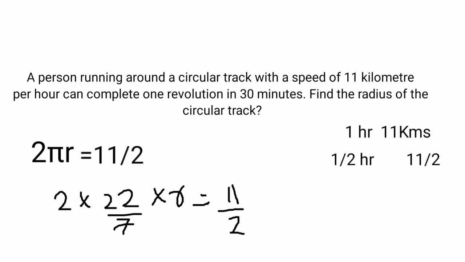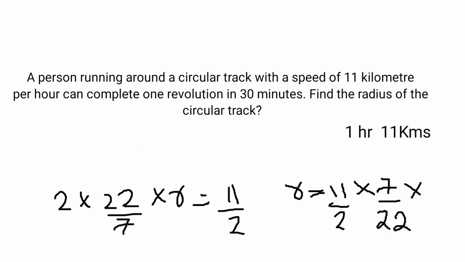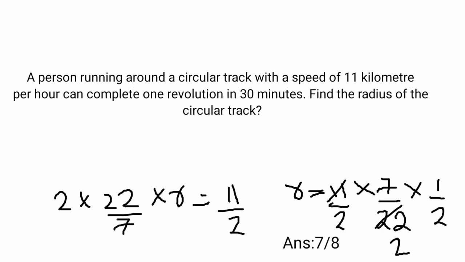R is equal to 11 by 2 into 22 by 7. When going to the other side, we have to take the reciprocal. So 7 by 22 into 2 will become 1 by 2 when going to the other side. Here we can cancel out 11 and 22 two times. So the remaining will be in the numerator 7 and in the denominator 2 into 2 is 4, 4 into 2 is 8. So the answer will be 7 by 8.